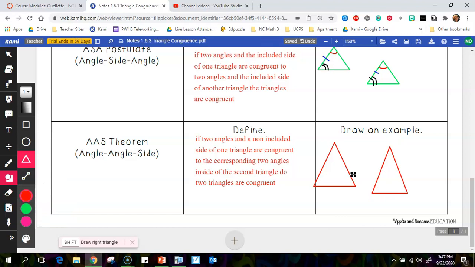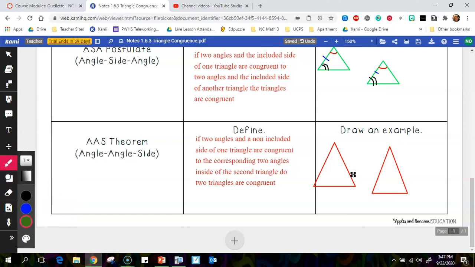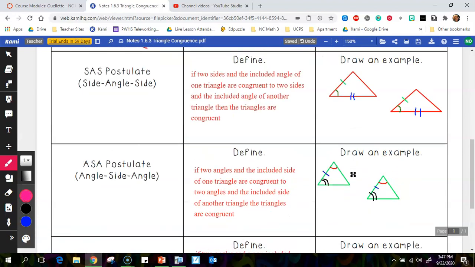Close enough. Okay, two angles. One angle, two angles, that one and that one. And then if it's not the side that's in between the two angles, but it's a different side, it doesn't matter which side, honestly, that one and that one, those two triangles are congruent. Let's put a congruent symbol between these. So these two are congruent. These two are congruent. We didn't name them, but we don't have to.